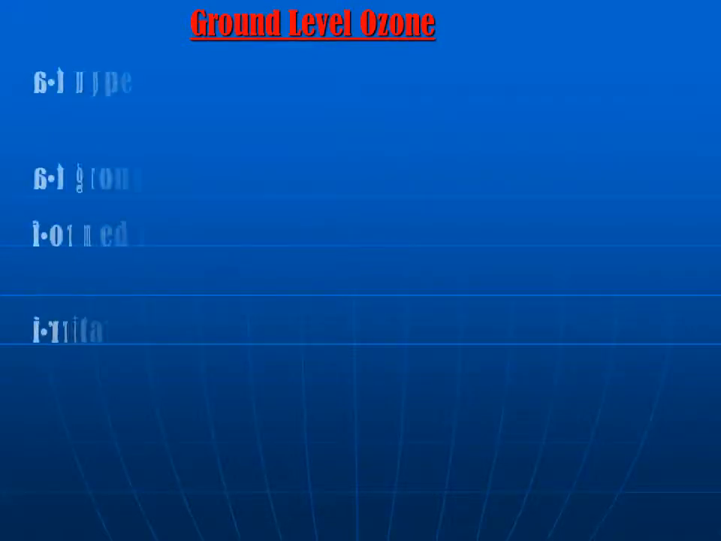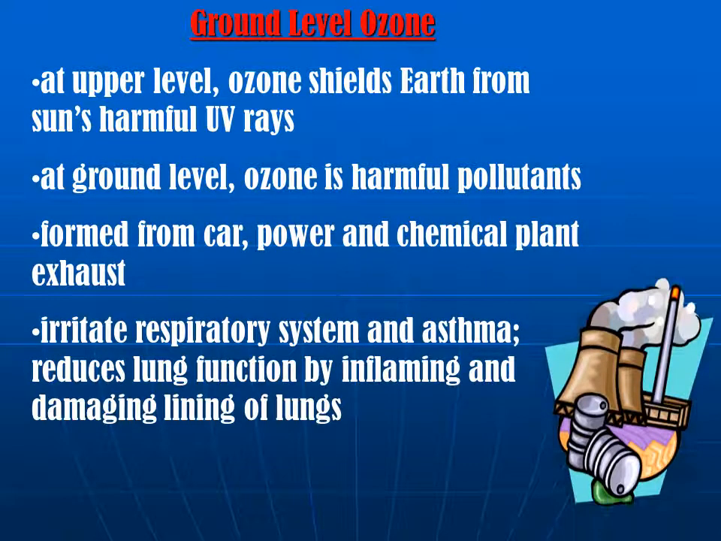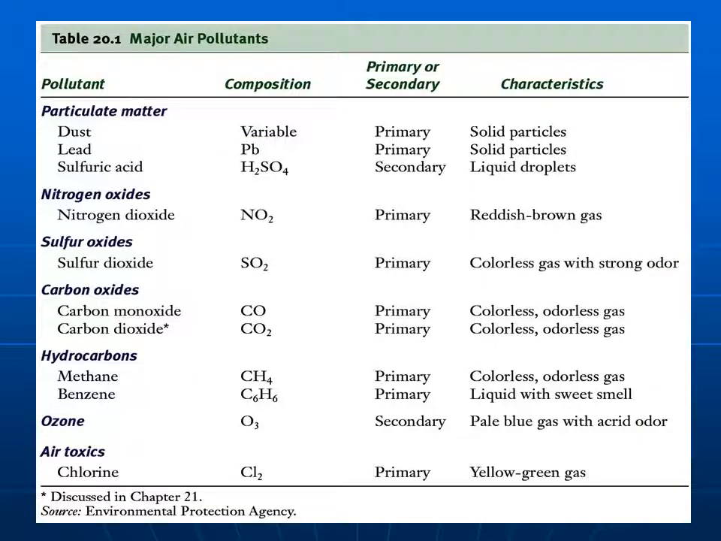Next is ground level ozone. At upper level, ozone shields Earth from sun's harmful UV rays. At ground level, ozone is a harmful pollutant. It is formed from car, power and chemical plant exhausts. It irritates the respiratory system and causes asthma. It reduces lung function by inflaming and damaging linings of lungs.